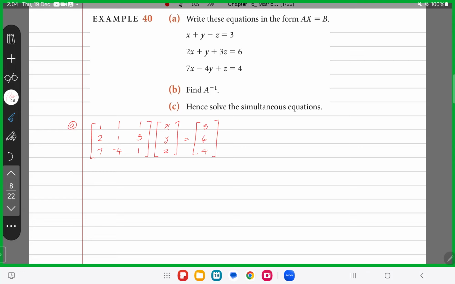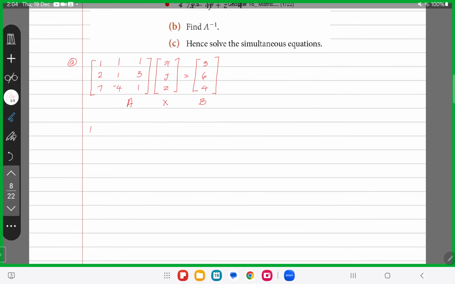The next thing we're asked to do is to find A inverse. So this is A, X, and this is B. We're asked to find A inverse. Everybody knows A inverse is equal to 1 over the determinant of A times adjoint A. For A inverse, I need the determinant. So let's find the determinant.